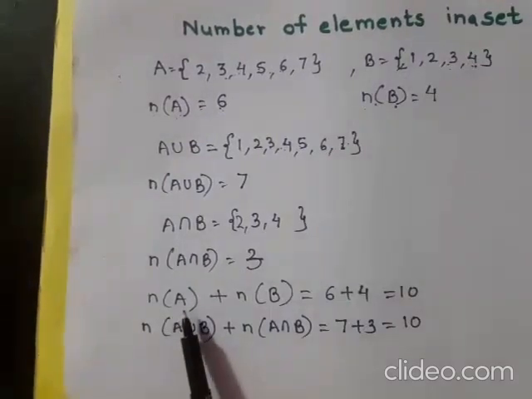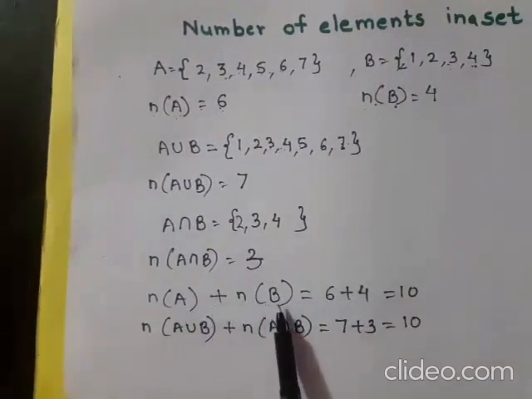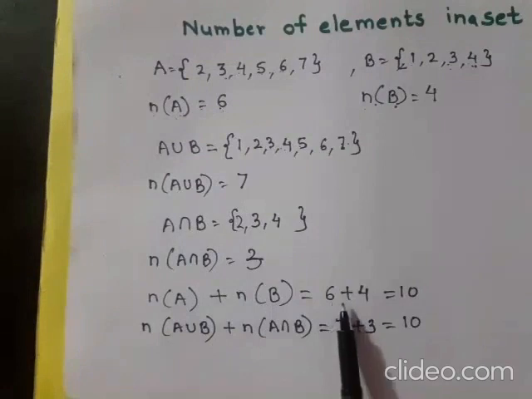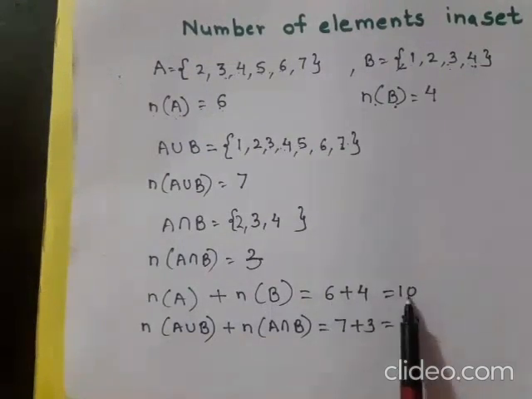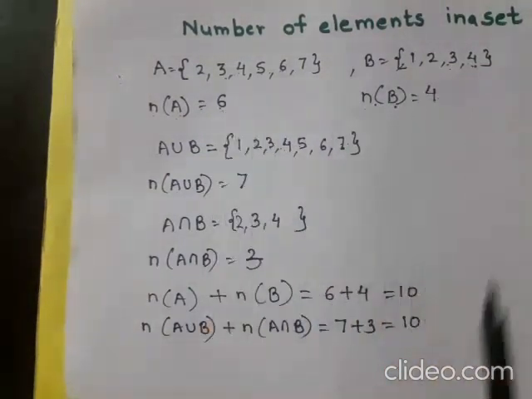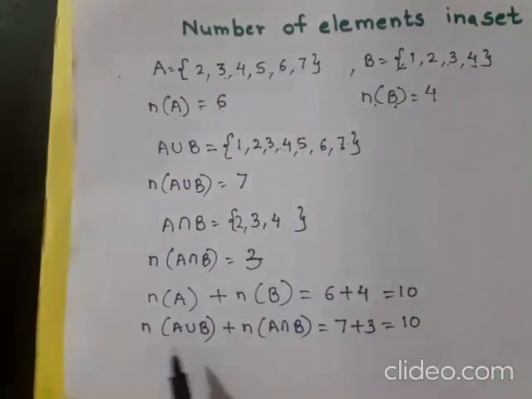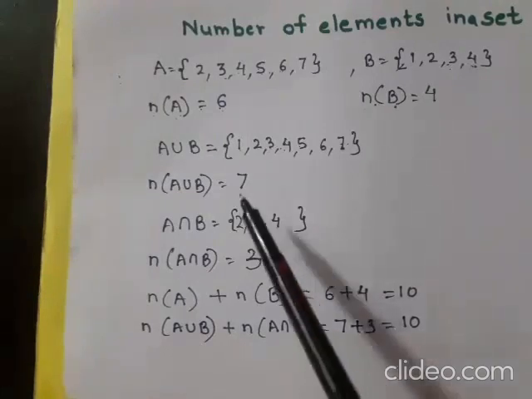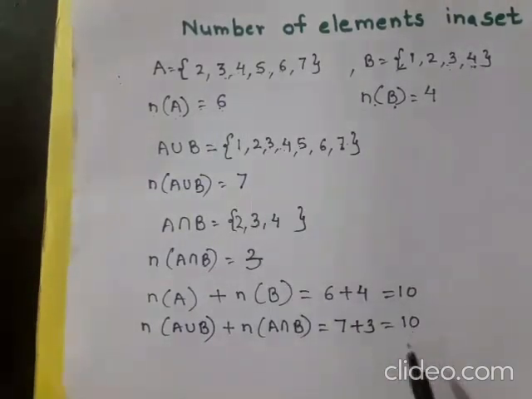Now, the number of elements of set A plus the number of elements of set B is equal to 6 plus 4, which is equal to 10. And the number of elements of set A union B plus the number of elements in set A intersection B is equal to 7 plus 3, and 7 plus 3 is equal to 10. We see that both the sums are equal.